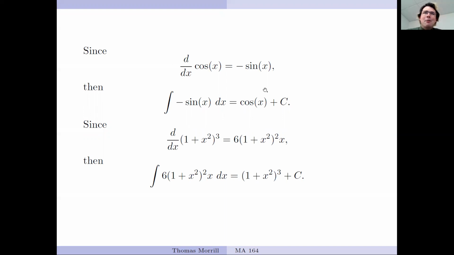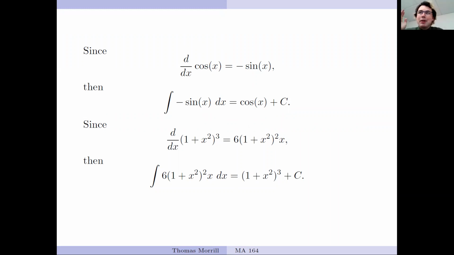Because I know the derivative of the cosine of x is equal to minus the sine of x, and because I know integrals undo derivatives, I can use this rule to say that the integral of minus the sine of x dx must be equal to the cosine of x plus some constant.